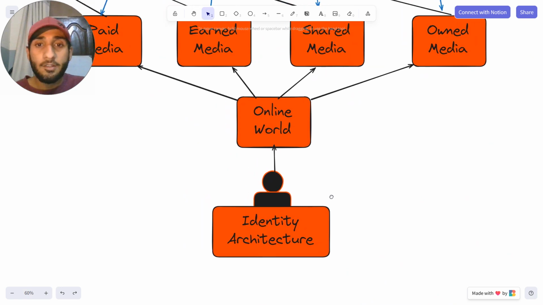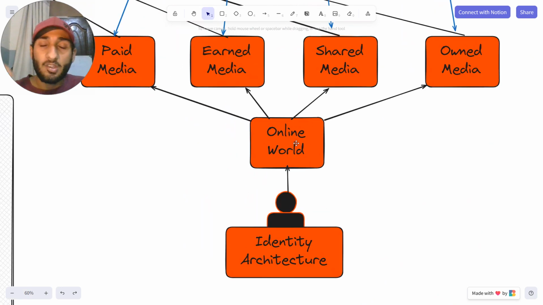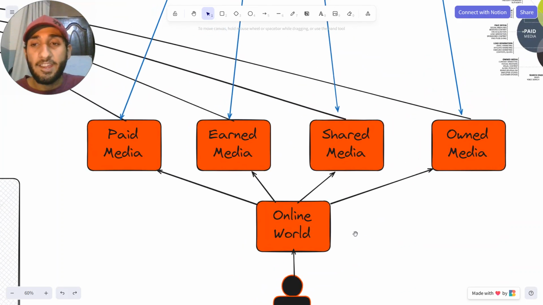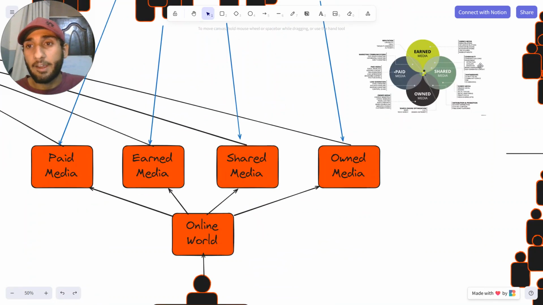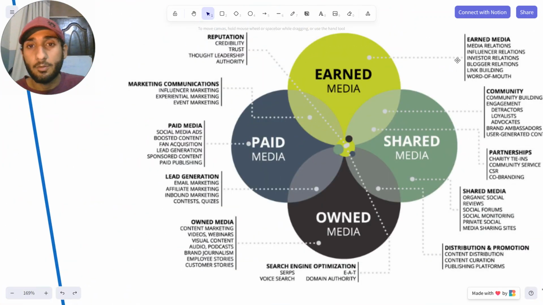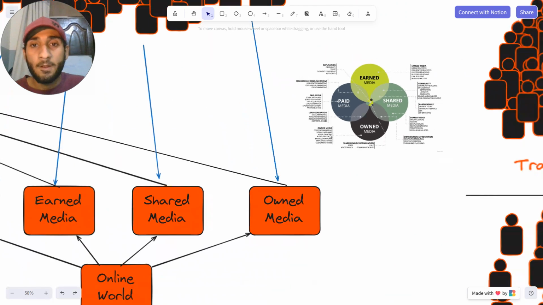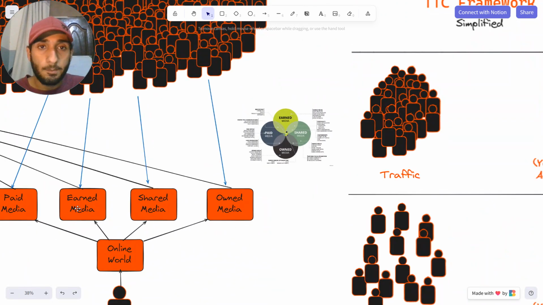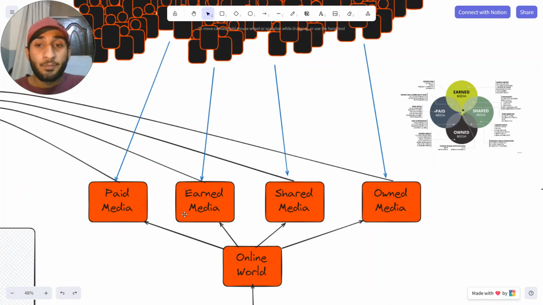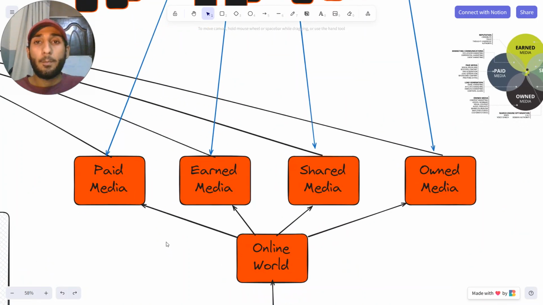And you present it onto the online world, and you create 4 types of media. One is the paid media, one is the earned media, one is shared, and one is owned. So you can see this diagram here as well. You can pause this video and check this right here. This is called PESO. The most authentic media, the one that no one can steal from you, is the owned media.